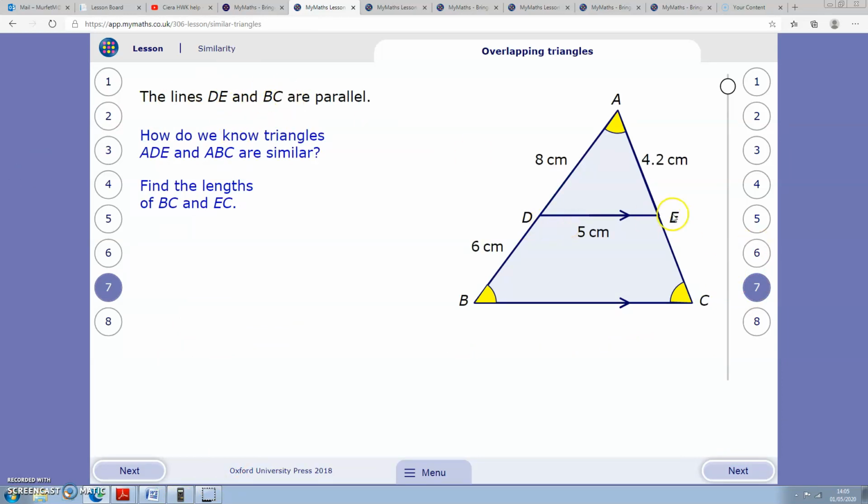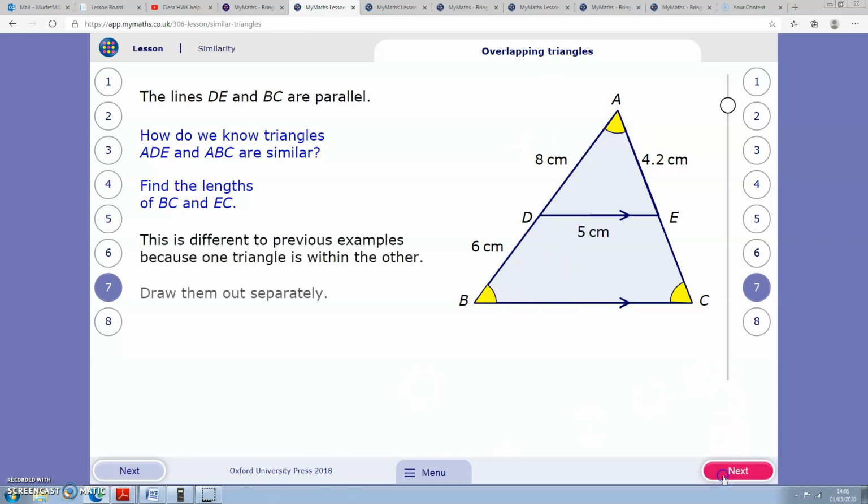Okay, the lines DE and BC are parallel. We can tell that by the little arrowhead. How do we know triangles ABC and ADE are similar? Well, thinking about parallel lines, if we put a line down here, that angle just sits on top of my parallel line here, which is exactly the same as that angle that sits on top. They're corresponding angles. So if they're corresponding angles, then the angles inside my triangle must be exactly the same.